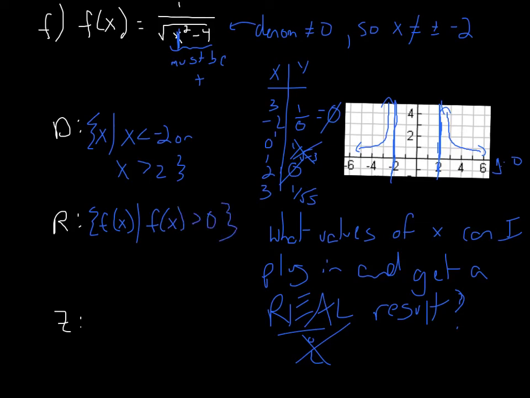And for zeros, since it never touches the x-axis, there's none. I mean, ask yourself this. Set the function equal to 0. When will that be true, folks? 1 divided by what equals 0? If you can figure that out, you'd be the smartest person alive. Because it's impossible. You can never divide 1 by anything and get 0 for an answer.